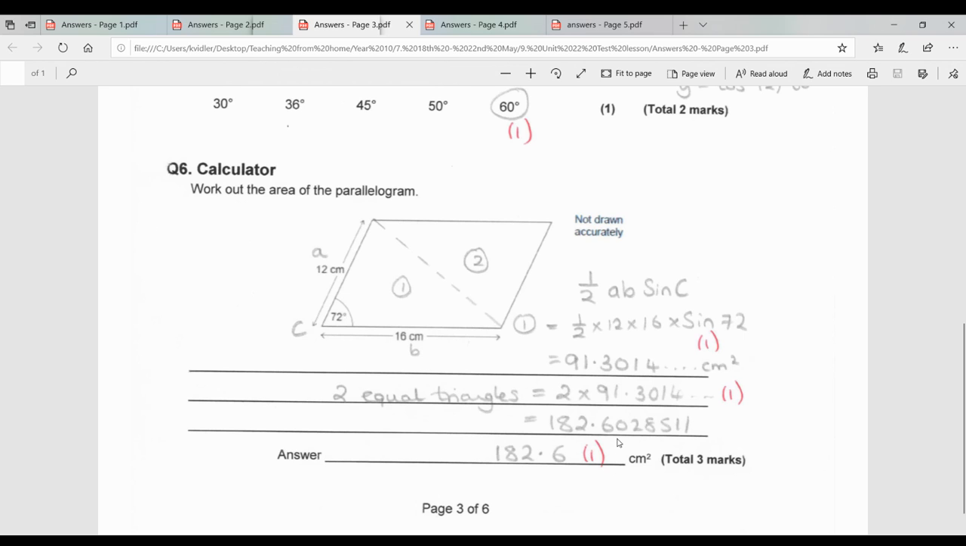which then gives you 182.6028, etc. And round appropriately. So 183, 182.6, 182.60 would all get you the final 3 marks on that one. So you can then RAG for question 6, area of a triangle.